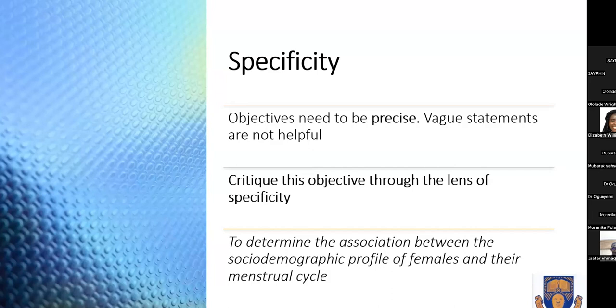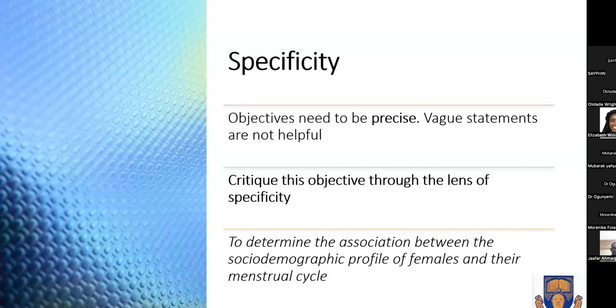Though it is saying it is going to determine the association, it's talking about determining an association between demographic profiles of females. What demographic profile are you looking at? There are over 50-something demographic profiles that you can choose from. And nobody is going to expect that in an abstract, you're going to explore 50-something demographic profiles. Many times when people write this kind of objective, it is likely they're going to look at sex, age, and socioeconomic status. They're not looking at the socio-demographic profile in its entirety.